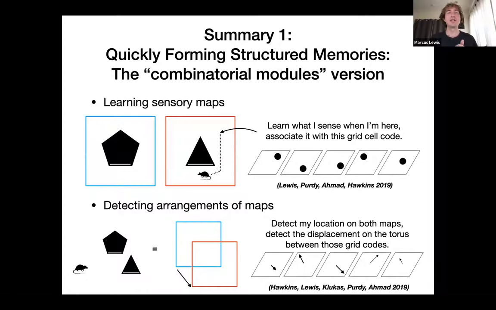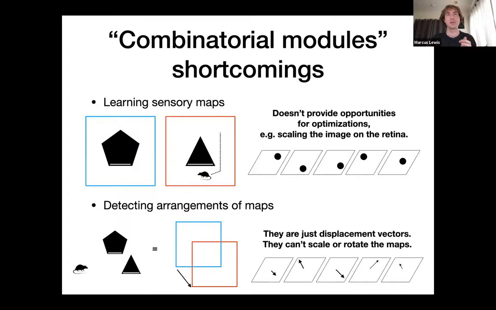It's still a definite candidate, but I want to point out things that we don't like about it exactly. One is that on the top half, it doesn't really provide much opportunity for optimizations. So what I mean here is, this really sends you down an avenue of a rat moving around and forming a very large number of associations of very many different distances. And it becomes really obvious that eventually you want some kind of scaling where the image on your retina is not really changing as you back up, it's just becoming smaller. And this type of representation does not really provide much affordance for that kind of thing. I'd rather some kind of polar coordinates for that.